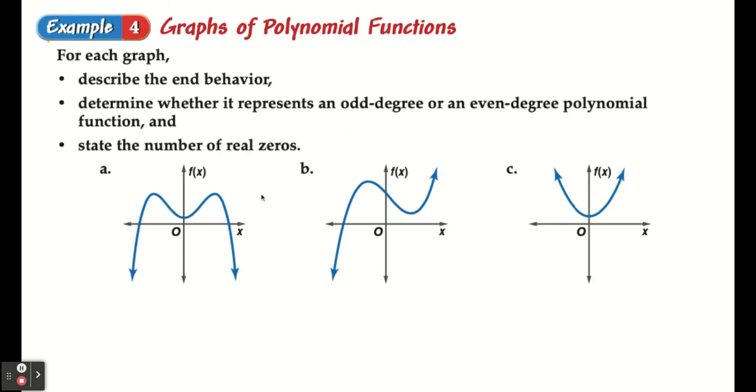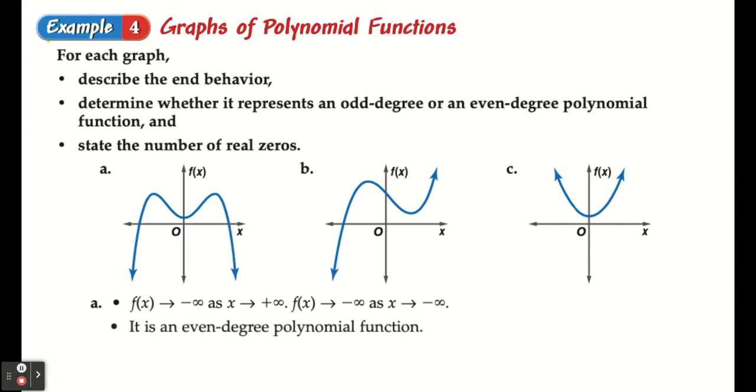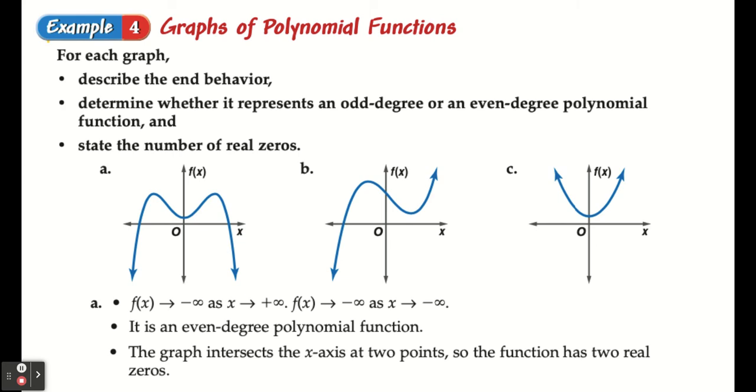So here we're going to take a look at some examples where we have to describe the end behavior of the function, determine whether it represents an odd degree or even degree polynomial function, and state the number of real zeros. So for A, we can tell that f of x heads to negative infinity as x goes to positive infinity, and f of x heads to negative infinity as x goes to negative infinity. So it's going to negative in both directions. Since both directions head in the same direction, that would tell me it's an even degree polynomial. And the number of real zeros, well, it only crosses the x-axis twice, so it has two real zeros.